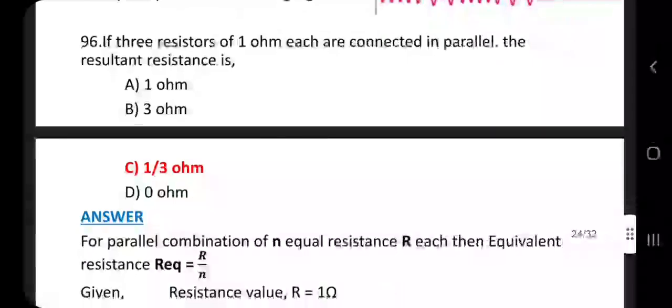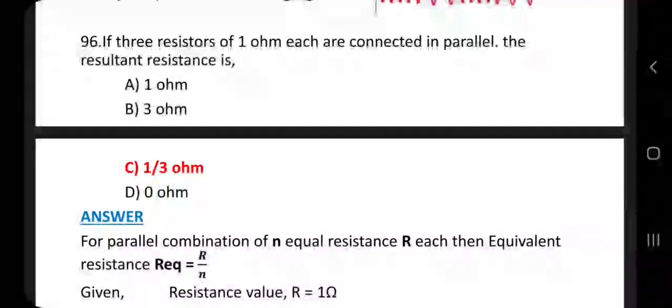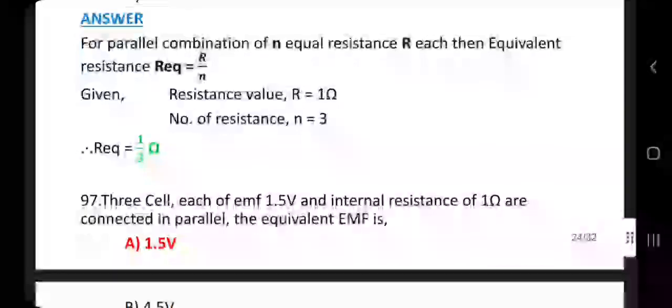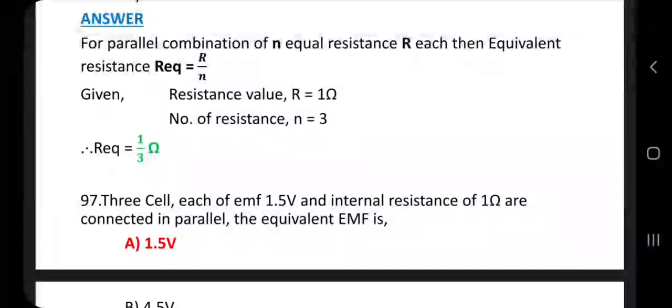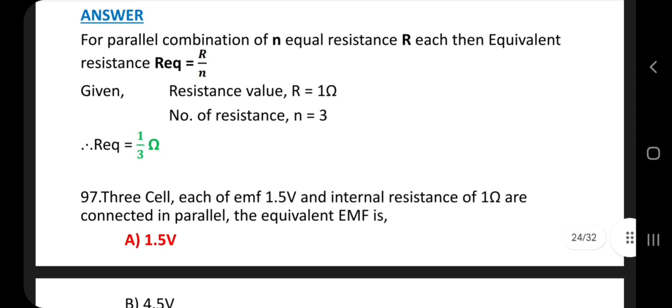Question number 96. If 3 resistors of 1 ohm each are connected in parallel, the resultant resistance is, answer is option C, 1 by 3 ohm. For a parallel combination of n equal resistances R each, the equivalent resistance R equivalent equals R by n. Given resistance value R equal to 1 ohm and number of resistances n equal to 3. Therefore, R equivalent equals 1 by 3 ohm.